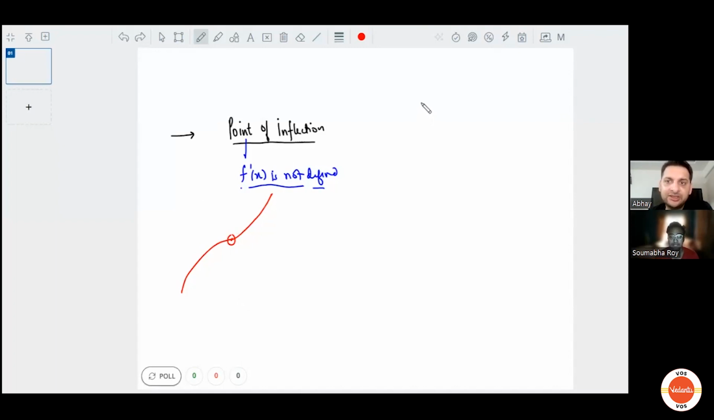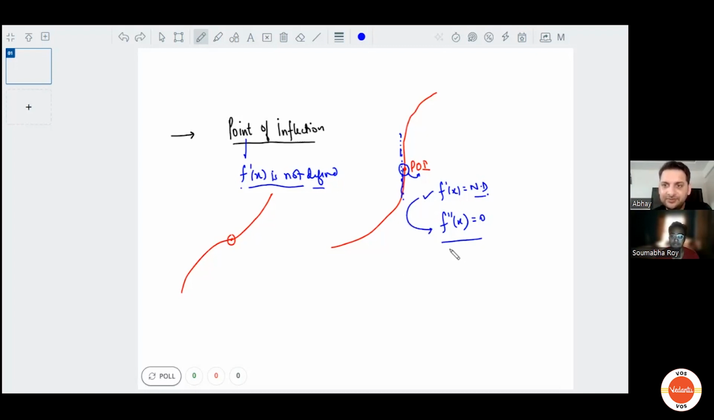Okay, so let us talk about this graph. I'll draw a random graph, something like this. Let's say this is a point where the concavity changes, but again, it has a vertical tangent. First of all, would such a point be a point of inflection? Yes, it will be a point of inflection. What can you say about f dash x and f double dash x? f dash x will not be defined because there will be a vertical tangent. And f double dash x? It will be zero. So this is a graph where f dash x is not defined, but f double dash x is 0. Yes, sir.